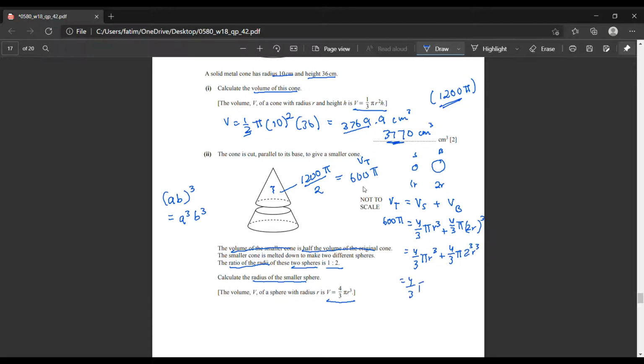That's basically 4 by 3 pi, 2 cube is 8, so I write 8 over here, r cube. Now I can simplify this even more by multiplying 4 by 3 into 8. That's 4 by 3 pi r cube plus 32 by 3 pi r cube. Okay, and now I can add these two.